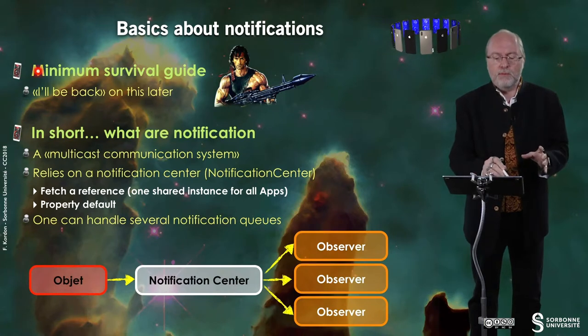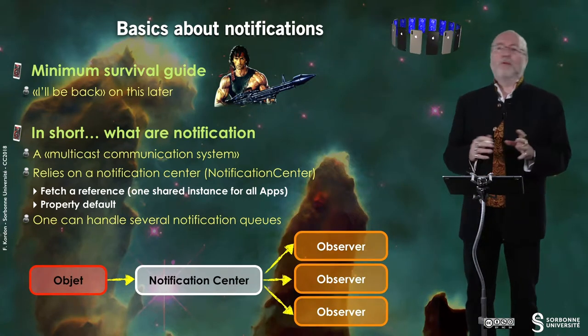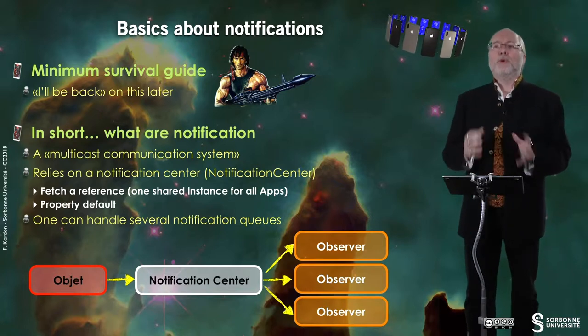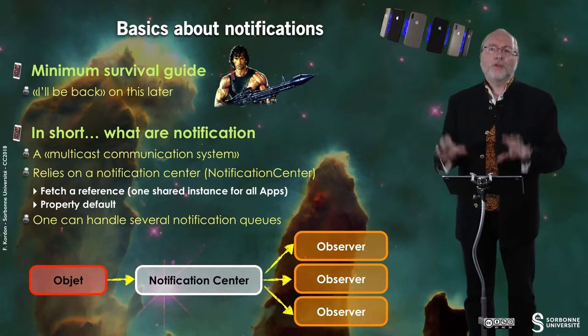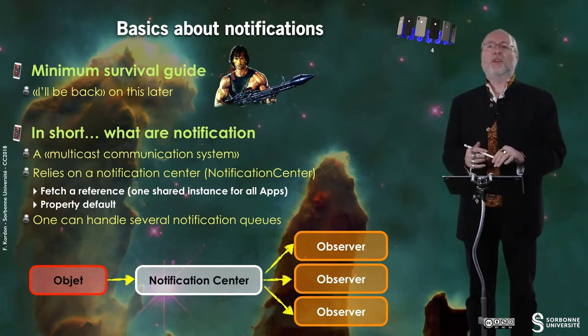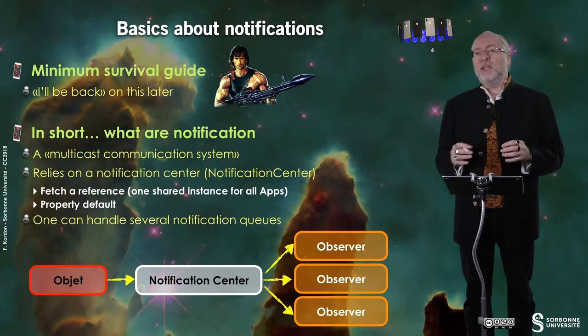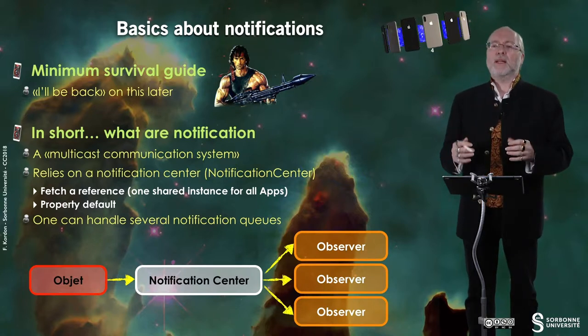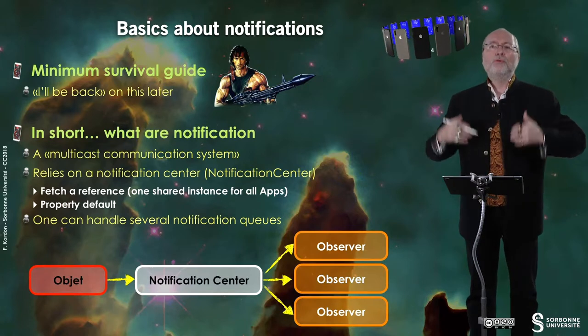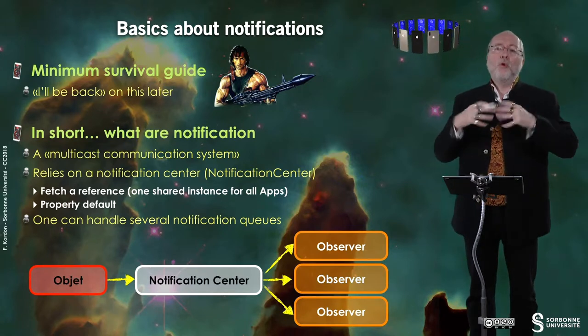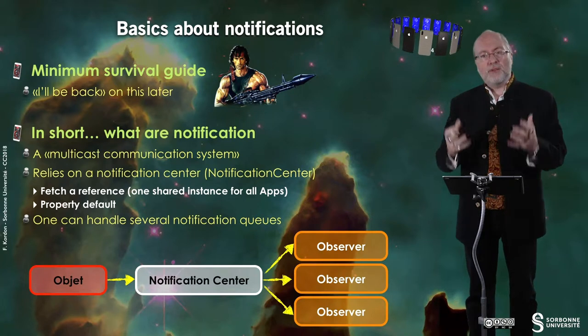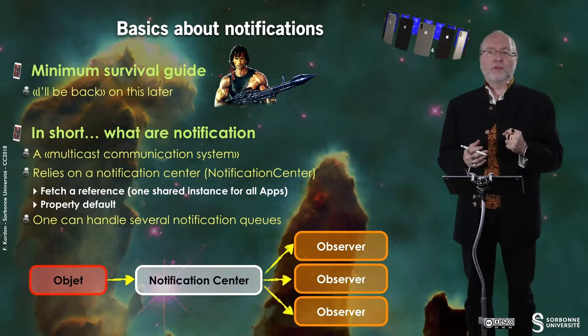So let's have some basics about notification. So it's a minimum survival guide. And as Rambo could say, I'll be back later with more on notification. But here, just the basics to be able to use this notification and especially the notifications coming from UIDevice. What are notifications? It's a sort of multicast communication system. It means that regularly the system issues events and it doesn't know to whom or to which entities these events are issued. But you can listen for some event. You can specify that you are interested by some events, okay? And then, if you are interested about some events, you can catch them.